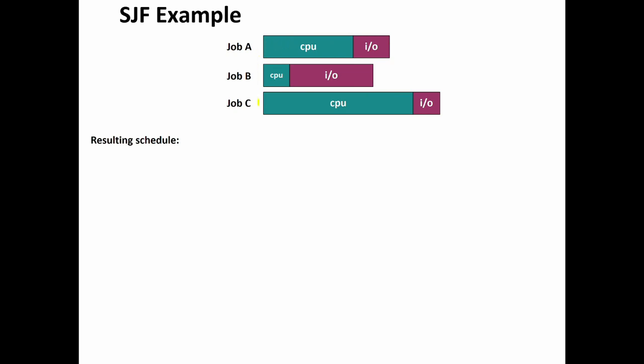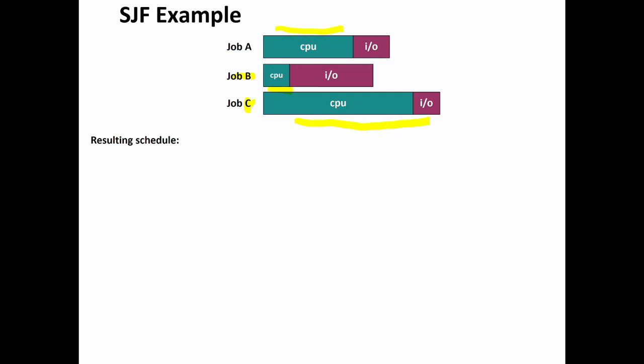So we have job C. This is a CPU bound job, because it uses the CPU for a long time. Job B is an I/O bound job, and job A is somewhere in between, and they are all in the ready queue at time 0.